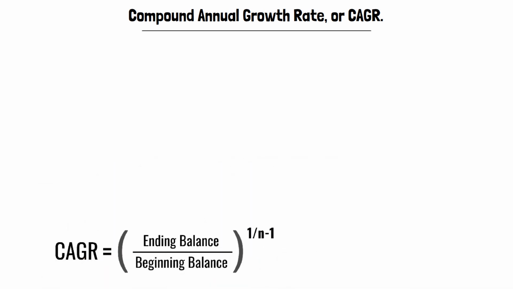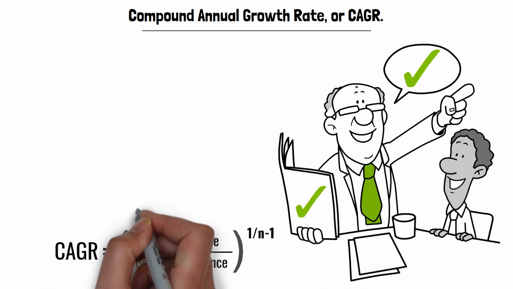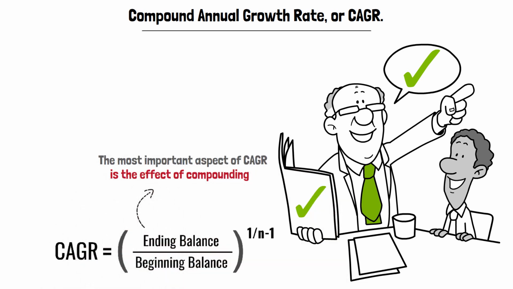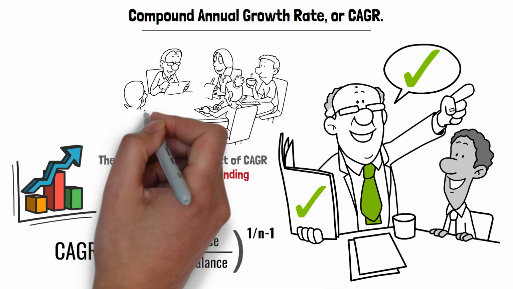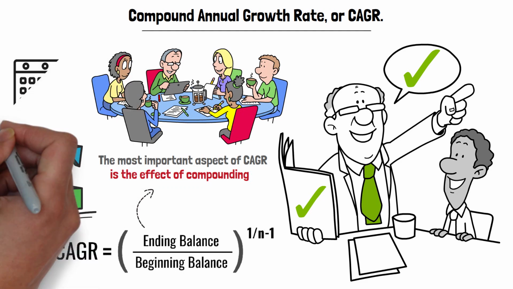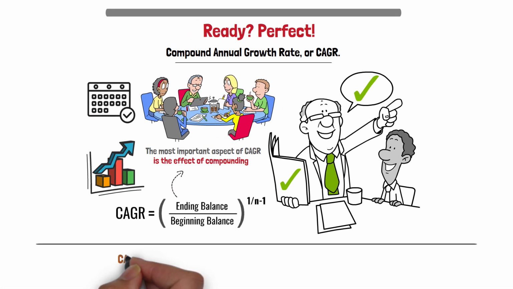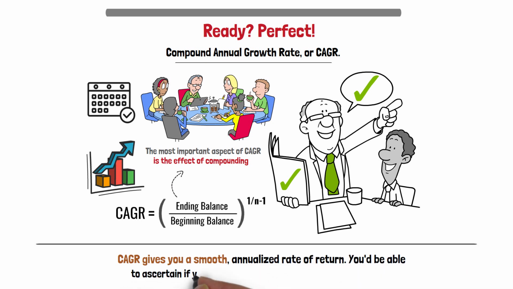CAGR is a way to measure the growth of a business or an investment over a period. The most important aspect of CAGR is the effect of compounding, which implies that the growth builds upon itself. In other words, if you've invested in a stock or a fund, for instance, and you want to know the average rate of growth each year, CAGR gives you a smooth, annualized rate of return. You'd be able to ascertain if your investment grew at a steady or slow pace.